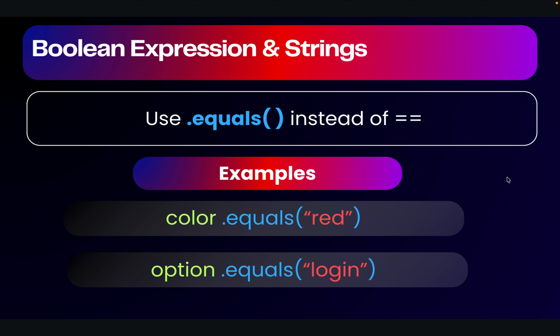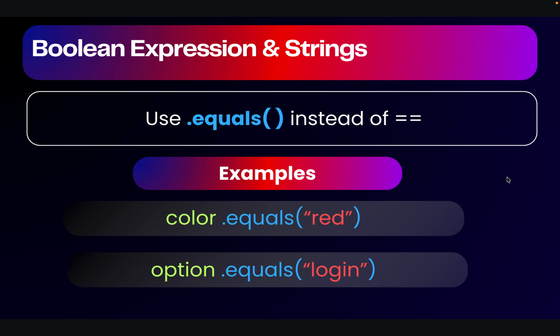Now, when you are working with Boolean expressions and strings, it's a little different. Let's say you want to use equal to with a text value. In this case, because it is a string and not a primitive data type, it uses the string method dot equals, which we covered previously. The dot equals method is what is used to check if two strings could be the same thing.